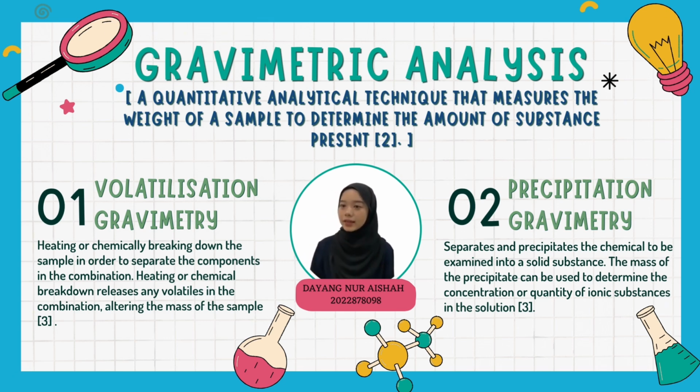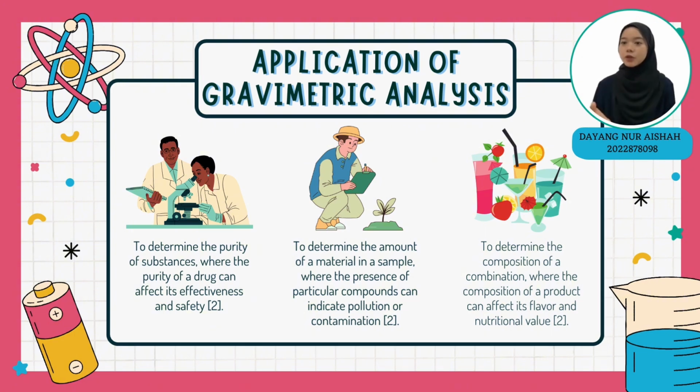On the other hand, the precipitation method separates and precipitates the chemical to be analyzed as a solid compound. There is a phase shift in this instance. By using filtration, the precipitate is isolated from the liquid phase. The mass of the precipitate can be used to calculate the concentration or the quantity of ionic chemicals in the solution. Gravimetric analysis can be used to determine the amount of a wide range of substances.